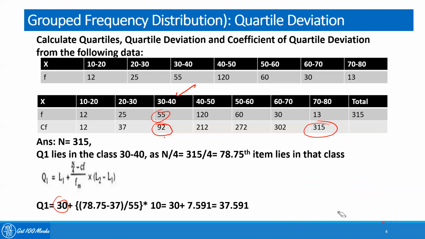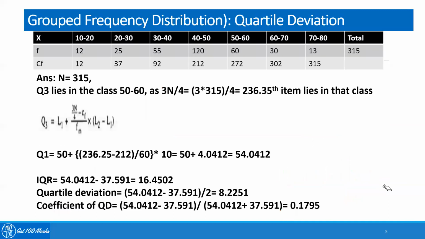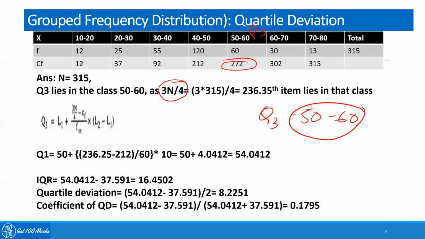Similarly, we can calculate quartile 3. For quartile 3, we have to find the value of 3N by 4. 3 into 315 by 4 is equal to 236.25. The same procedure should be followed. We need to check in the CF row. This 272 is just more than that value, so this is our quartile 3 class. The quartile 3 class is 50 to 60.